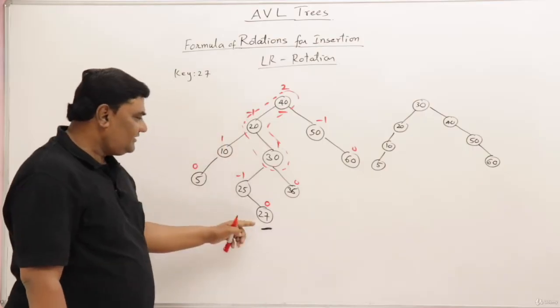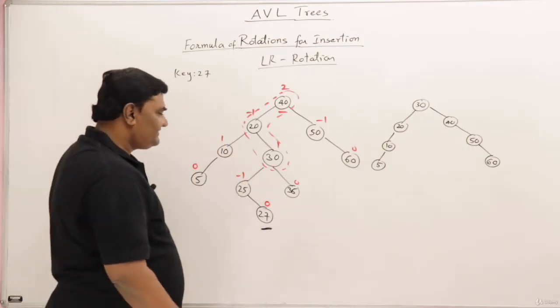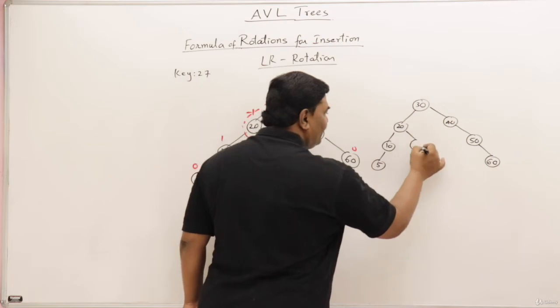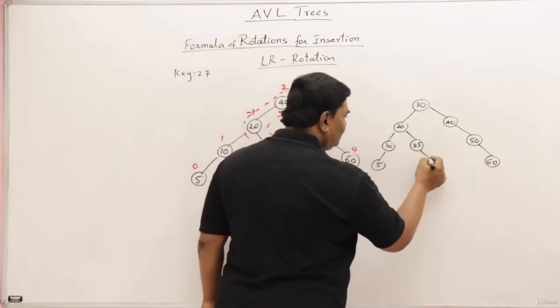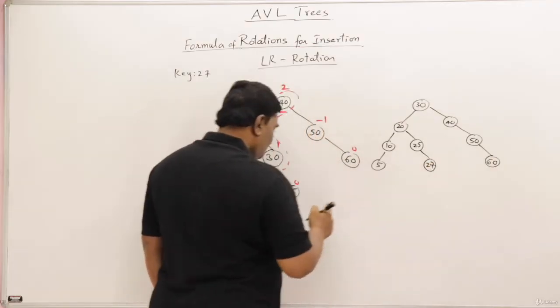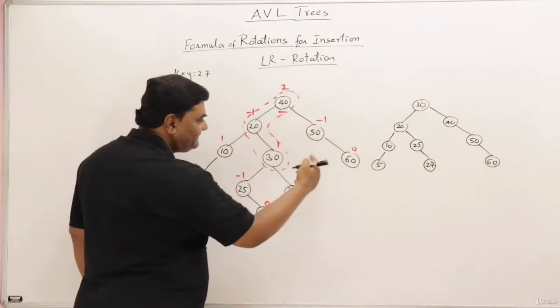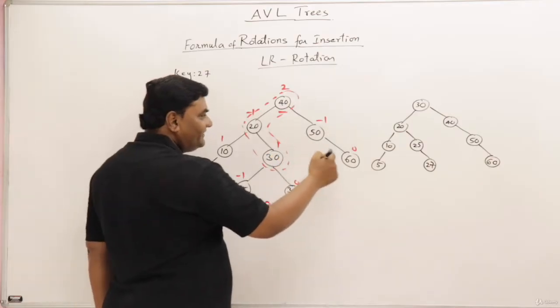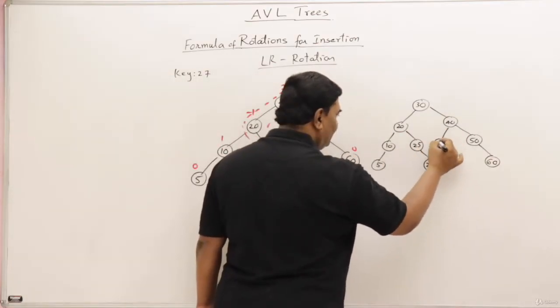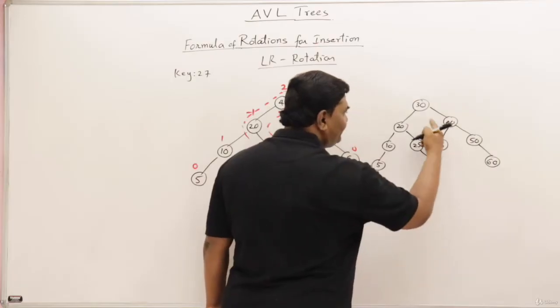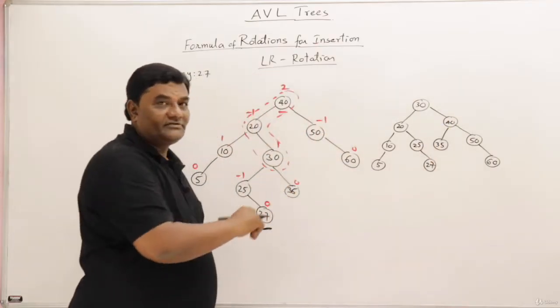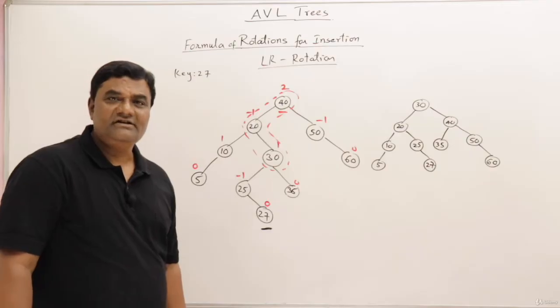So what about 25 and 27? They remain on the left hand side only. So 25 will be the right child of this one and its right child is 27. Then 35 will remain on the right hand side only, right subtree only. So this will become the left child of 40, 35. It will become the left child of the previous root. So this is a balanced AVL tree.